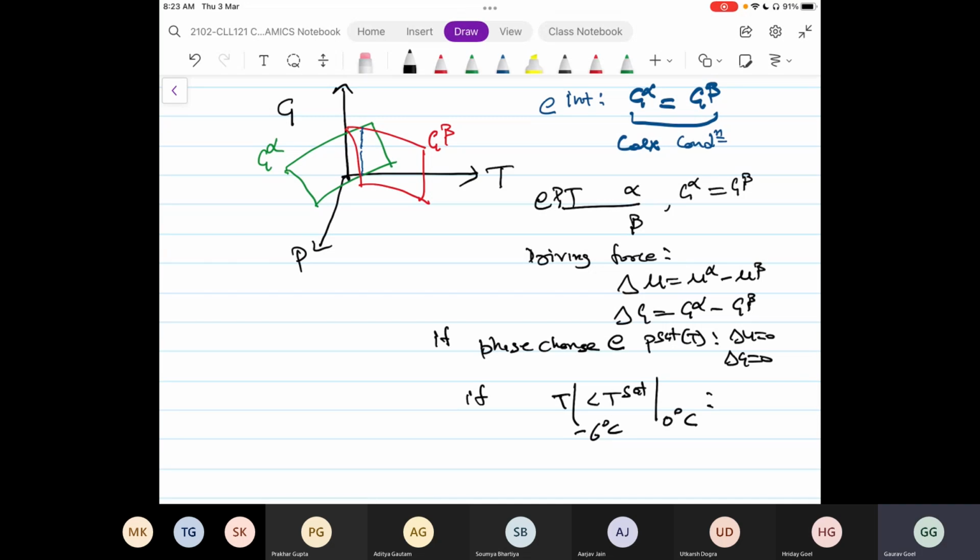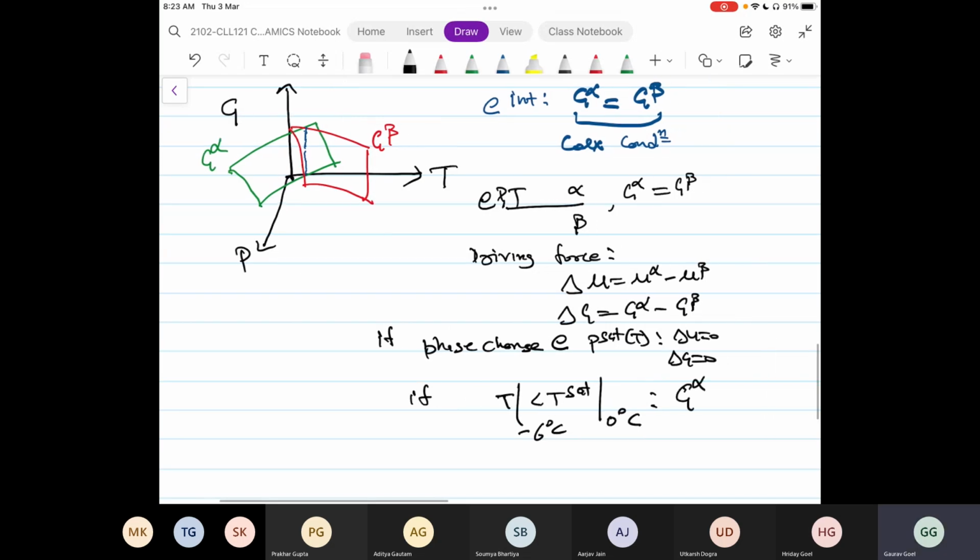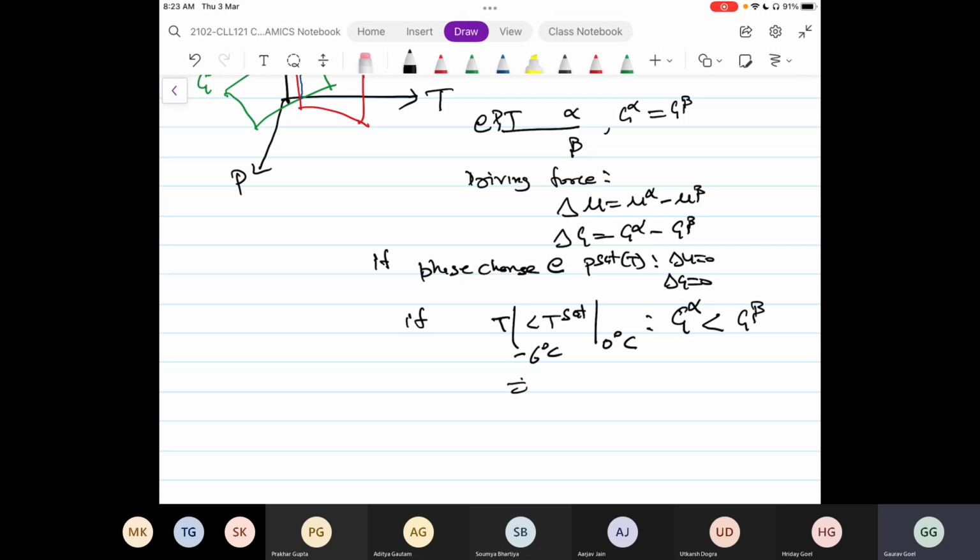Let's say phase alpha is solid. In this case, for water, typically solid is lighter. So phase alpha is solid, phase beta is liquid. And yeah, that is correct from my diagram also. So the Gibbs energy of the solid phase is actually less than the Gibbs energy of the liquid phase if temperature is minus 6 degrees Celsius. That is, temperature is less than saturation temperature. And from here you can see that the driving force is finite, and therefore the process was irreversible.